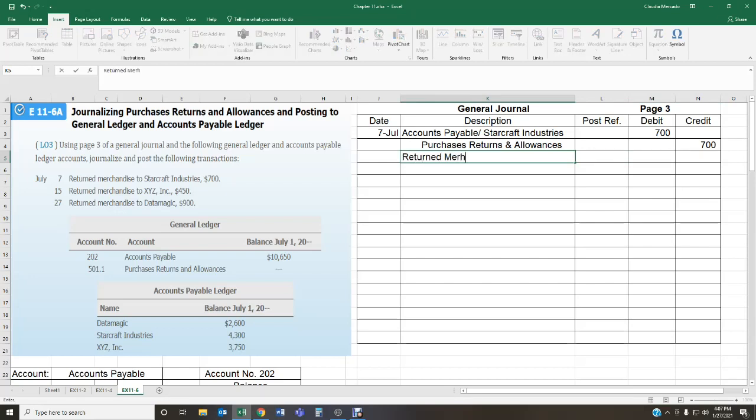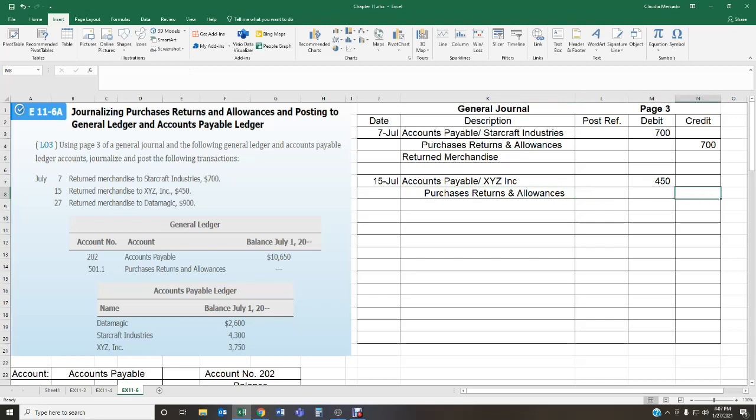We returned merchandise, okay? The second transaction is the same thing. We're going to have the same entry because the journal entries don't change. The only things that change are the dollar amounts and the names of the companies, okay? So once again, we've got return merchandise, but this time to XYC company for $450. So I'm going to debit my accounts payable for XYC Incorporated for $450, okay? And I'm going to credit my purchases, returns, and allowances of $450.